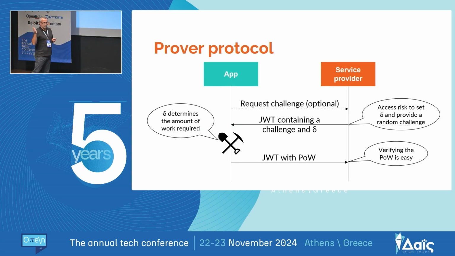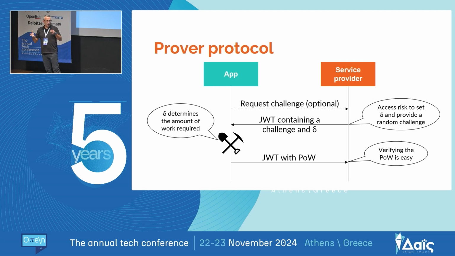How does this work? Well, as I said, we have the app and the service provider. As you will see, the first request challenge is optional because it can piggyback with other communications during the API. For example, attach it as a meta.